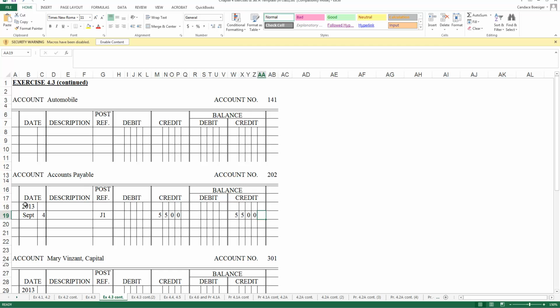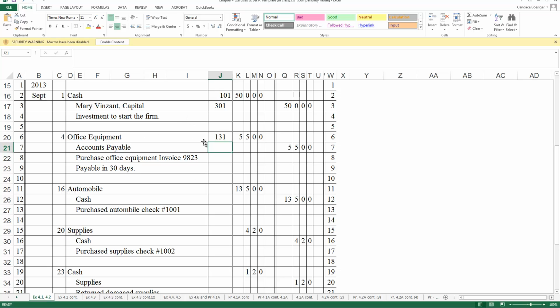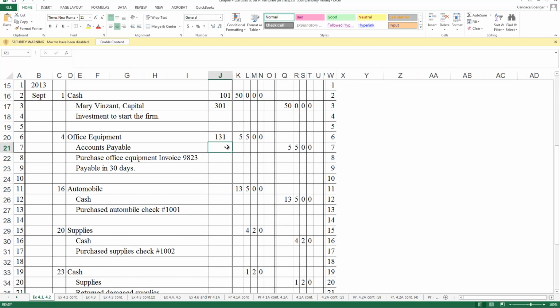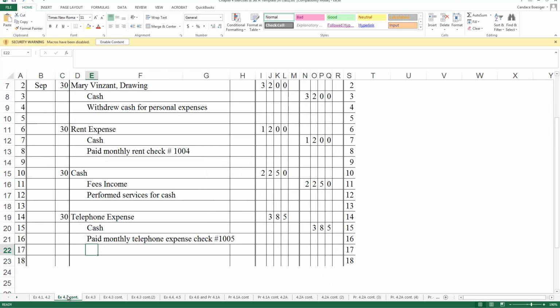Transaction 16. Purchase an automobile that will be used to visit clients. Issue check 101, $13,500 is our next transaction. Oh, I forgot my posting reference. Accounts payable is 202. So our next transaction is this automobile purchase. We have a debit here on the automobile, so we're going to go out and post that to the ledger.